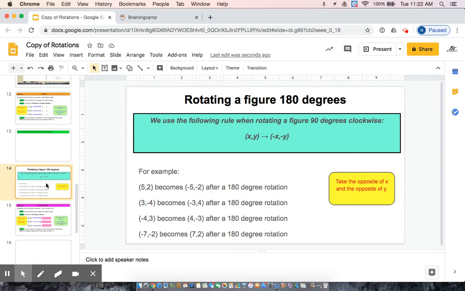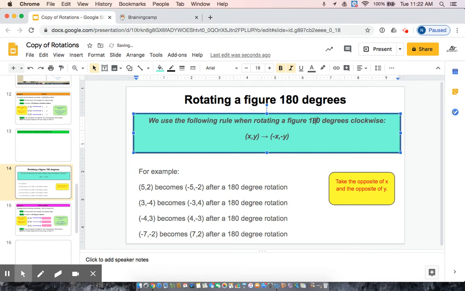Okay, another type of rotation is rotating a figure 180 degrees clockwise. New rule, and it's a different rule. When we rotate a figure 180 degrees clockwise, all you have to do is take the opposite of x and take the opposite of y. You're not switching anything. You just take the opposite of x and y. So if the x is positive, it becomes negative. If it was negative, it becomes positive, and same with y.